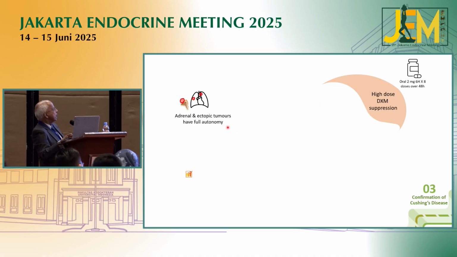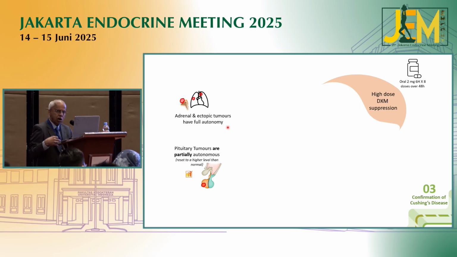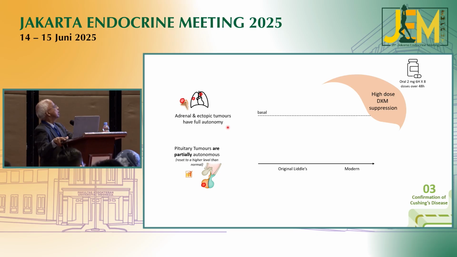Adrenal tumors and ectopic tumors have full autonomy. They don't follow physiology. Pituitary tumors are semi-autonomous. If you use a high enough steroid dose, they suppress. That's the basis of this test. The original Liddle's test looked at basal values, and when there's suppression to 50% below basal values, it suggests pituitary.